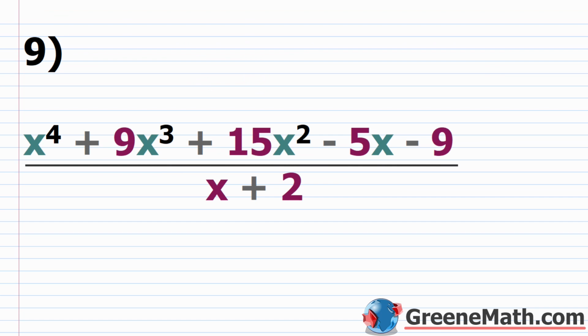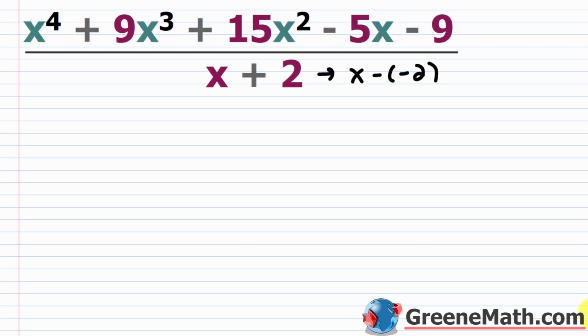Let's look at problem number 9. So we have x to the 4th power plus 9x cubed plus 15x squared minus 5x minus 9. This is over x plus 2. So again, change this to x minus a -2. And let's scroll down a little bit and have a little room for us.